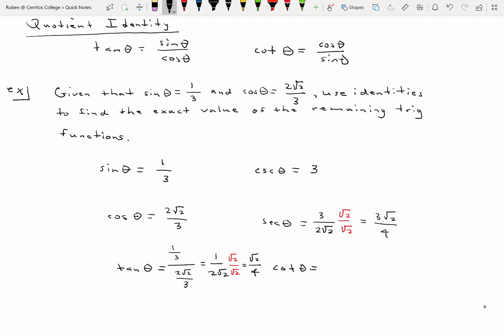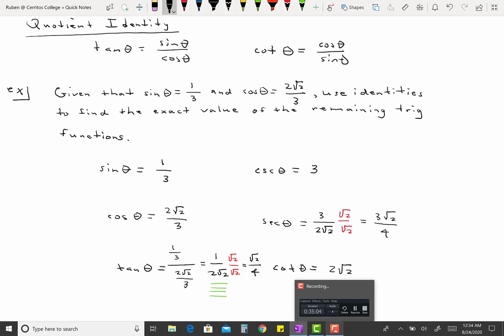Okay, and finally, the cotangent. Now, rather than taking the cotangent and writing it as 4 over radical 2, I want to take that version of the tangent that we got before we rationalized. Because if we take the reciprocal of that, we get 2 radical 2 over 1, which is just 2 radical 2, and I don't have to bother with any rationalizing the denominators. Okay? So let's take a look at another example.